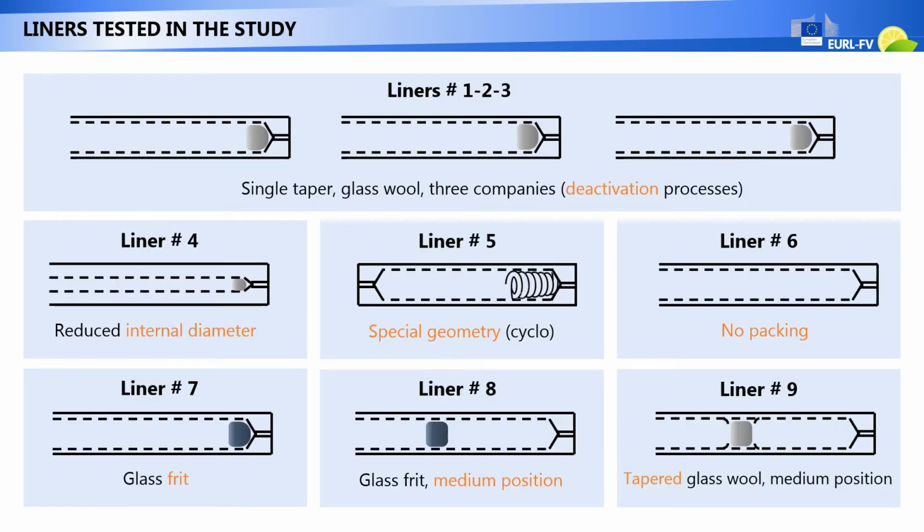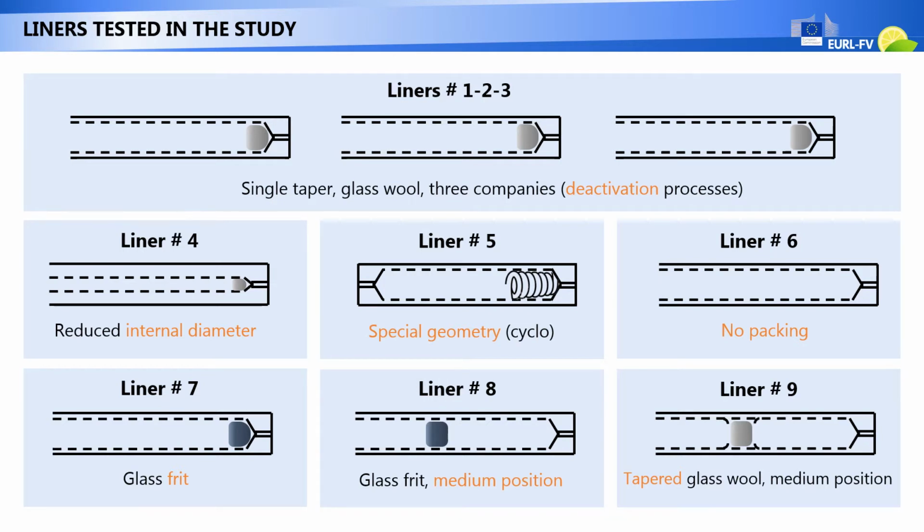We selected 9 different liners from 3 companies so as to maximize the information obtained from each design and manufacturer. The first 3 liners contained the best-selling splitless configuration, which is single taper, glass wool, and 4 mm of internal diameter. Each one was provided by a different company, so any differences in the performance of these 3 liners is probably due to the preparation process and concretely the deactivation approach.